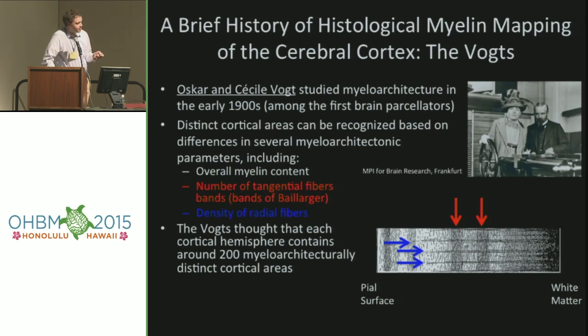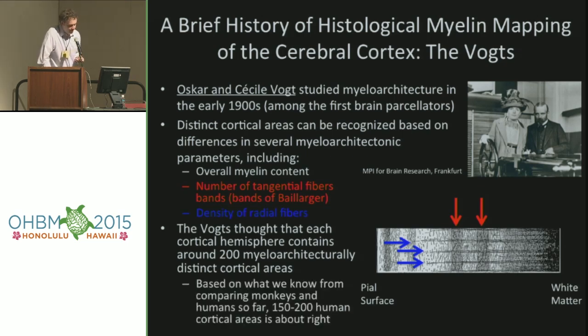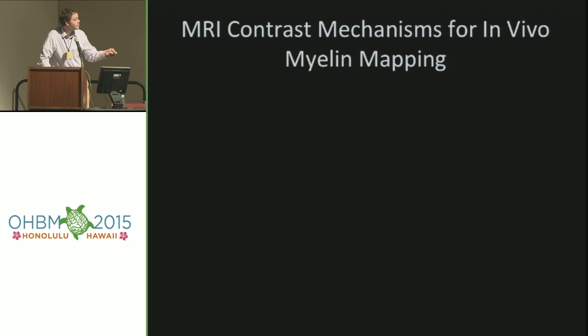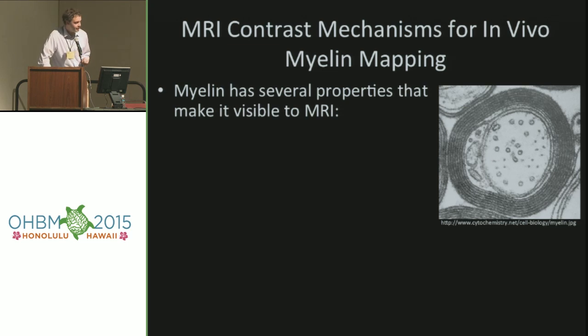The Vogts thought that each cortical hemisphere contains around 200 myeloarchitectonically distinct cortical areas. Based on what we know from comparing monkeys to humans so far, somewhere around 150 to 200 cortical areas is about right. So how do we do this? What are the contrast mechanisms we use in MRI? Myelin has several properties that make it visible to MRI.